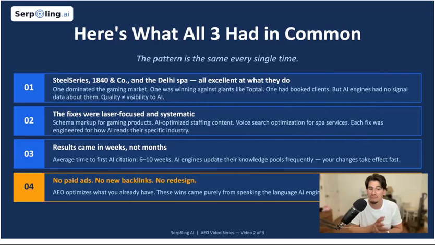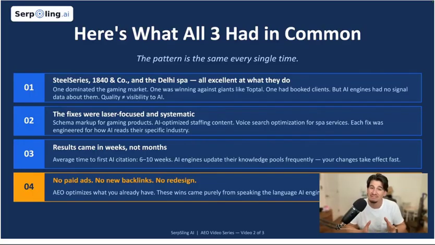So the average time to first AI citations is about 6 to 10 weeks. AI engines update their knowledge pools frequently, so your changes take effect fast. Okay, and more importantly, no paid ads, no new backlinks, no big redesign. AEO optimizes for what you already have. All right, these wins came purely from speaking the language that AI engines understand.